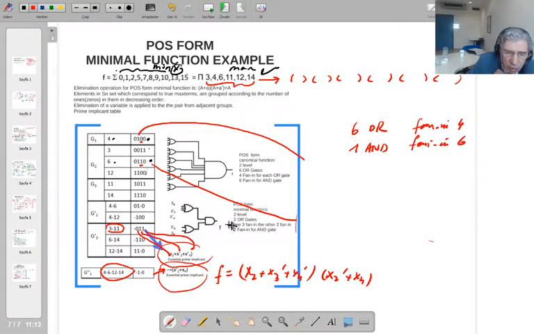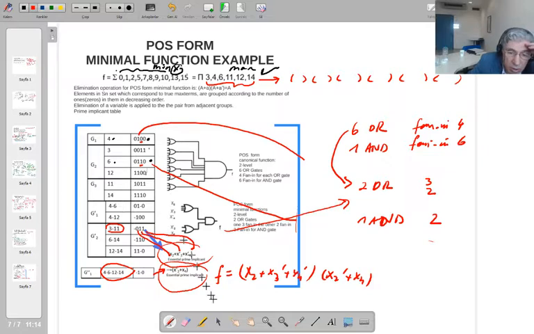Now this is the minimal function. For this minimal function, you've got 2 OR gates. Comparing those two, in the canonical form there are 4 OR gates, each OR gate with 4 fan-in. Here, 2 OR gates, one of them with 3 fan-in, the other with 2 fan-in. And we've got one AND gate here, and the fan-in of this AND gate is not 6, it's just 2.